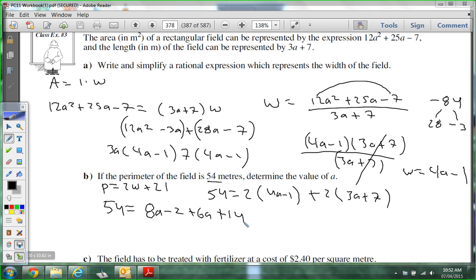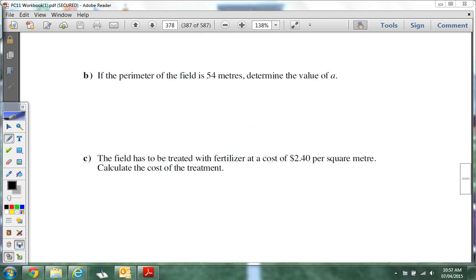8a and 6a is 14a, and negative 2 and 14 is 12. 54 equals 14a plus 12. As you see, it's just getting easier and easier. Minus 12, 42 equals 14a. Divide by 14. A is 3. Good. We're going to move it up here in a second, but we got A is 3. Very nice.